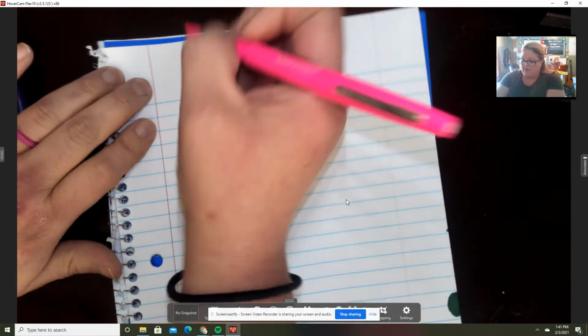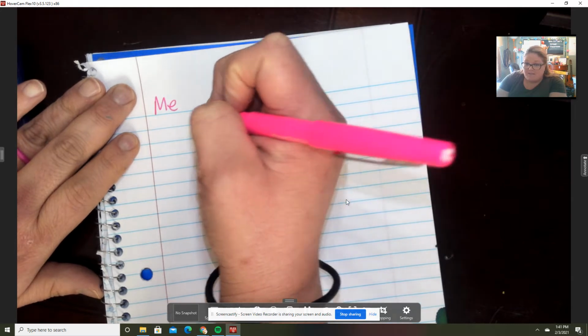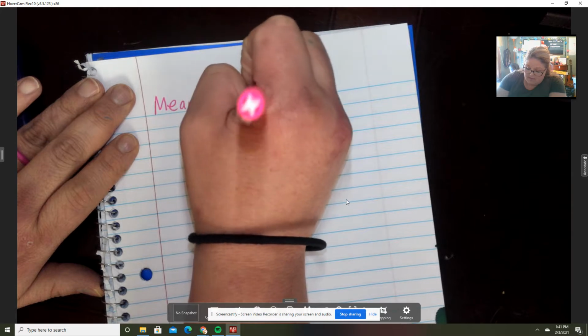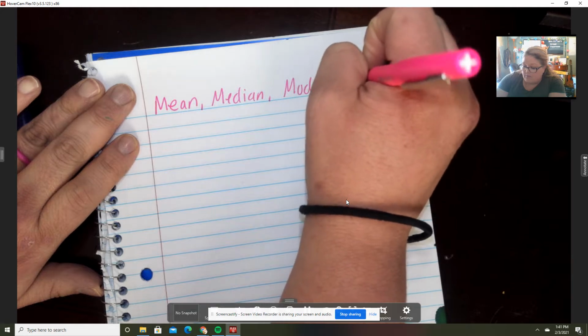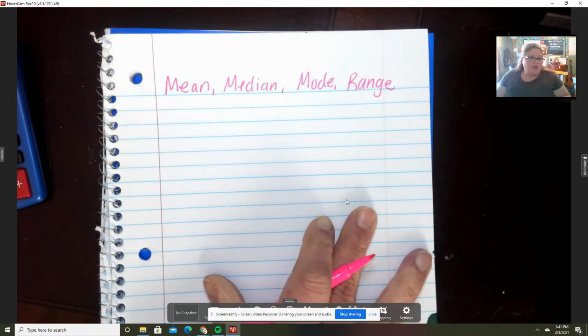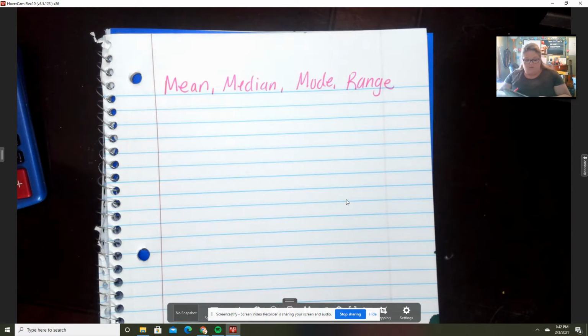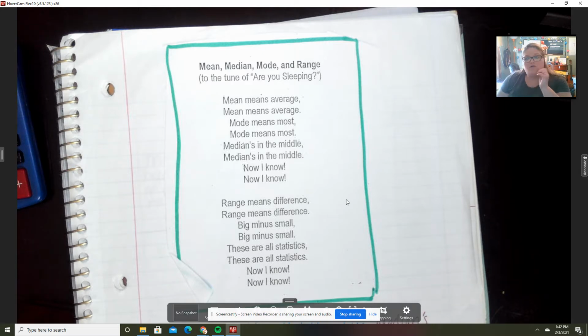So we're just going to dive into it. I'm going to start with a song. Yep, you heard it, I'm going to sing to you. Mean, median, mode, and range. I am not going to copy all this down. I was originally going to, but when I scan my notes, I will just scan a copy of this. I'm not going to make you write it all. We've got a song here, and it's to the tune of Are You Sleeping?